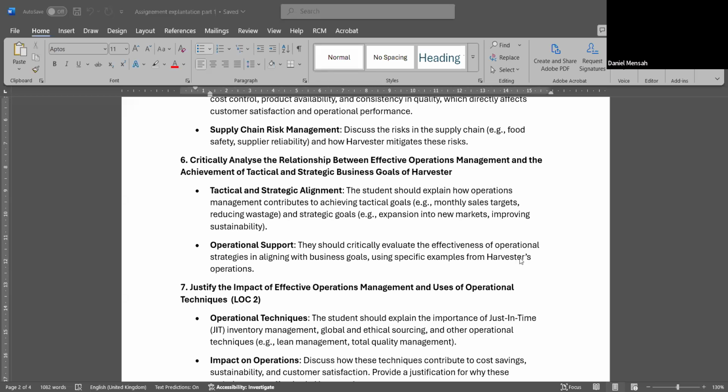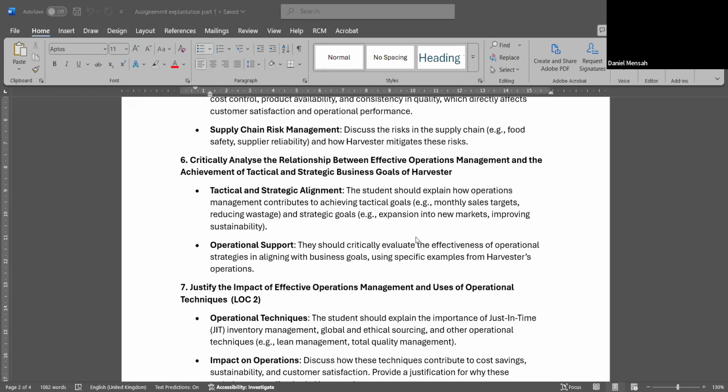For example, they are preparing meals and they are reducing the waste. Maybe they are implementing some technique to reduce the wastage. So you are connecting this with operations like the food preparation process, where they are reducing the waste. Then you can link the dots, showing that it is connecting with the tactical goal of reducing waste.